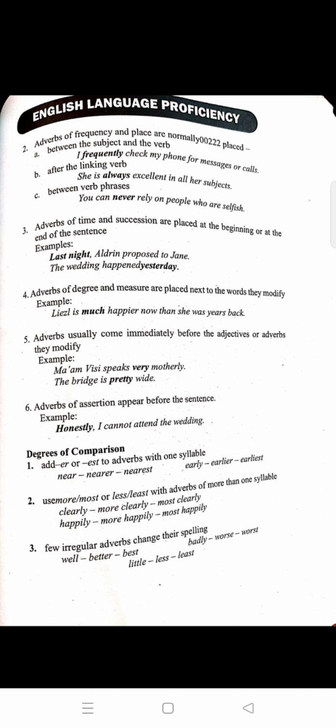And of course, under the degrees of comparison, you add er or est, you use more or less, and the last one is you change the spelling. So those are the first three topics. Please have them summarized in your notebook.